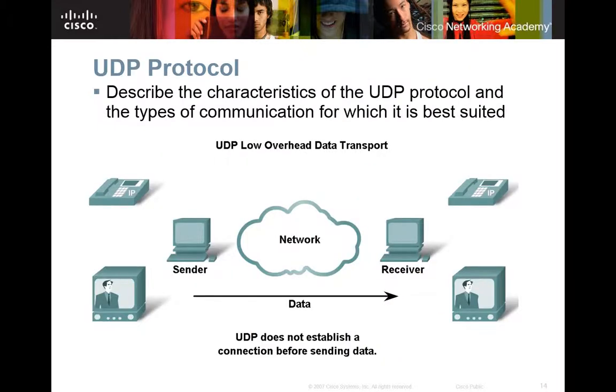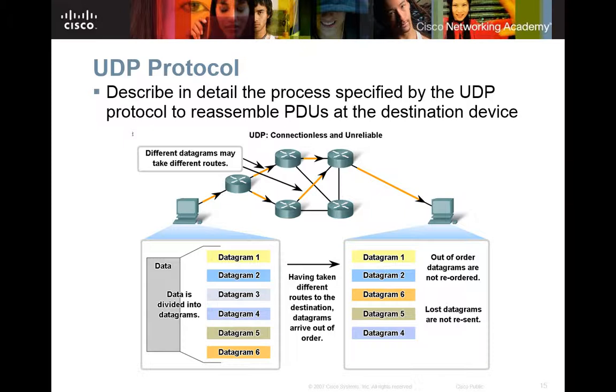UDP, low overhead. Doesn't establish a connection, it just floods you with the data. Doesn't mean that data is going to come in any particular order, any particular fashion, or anything. So you could send it 1, 2, 3, 4, 5, 6, and you could get 1, 2, 6, 5, 4, and not even get 3. And 3 will never get resent.